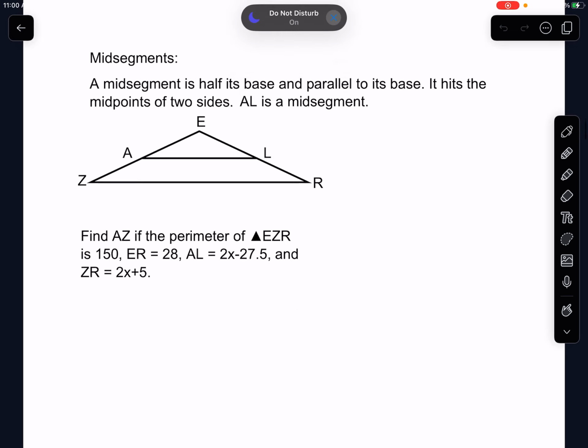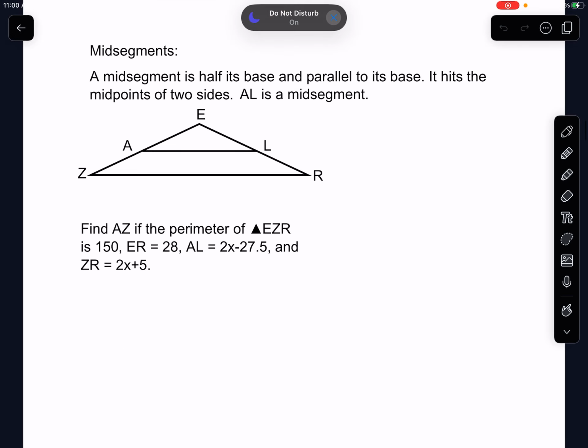Hey guys, I'm going to go ahead and work through the review that we did in class. This is the one, basically we spent all period doing it. So if you were absent or if you just wanted to see something again, here we go.